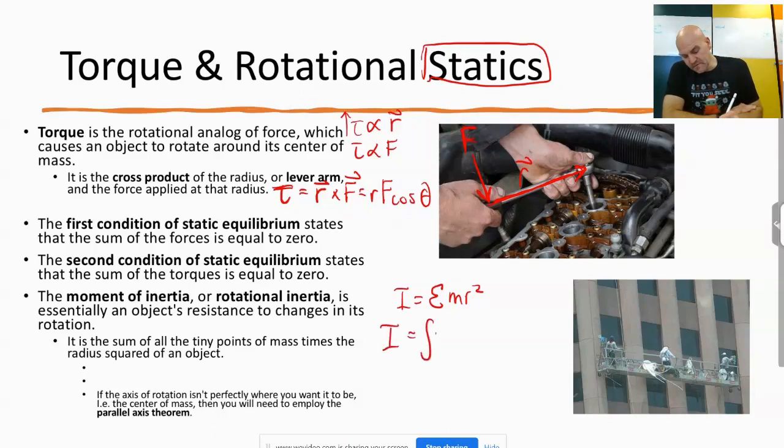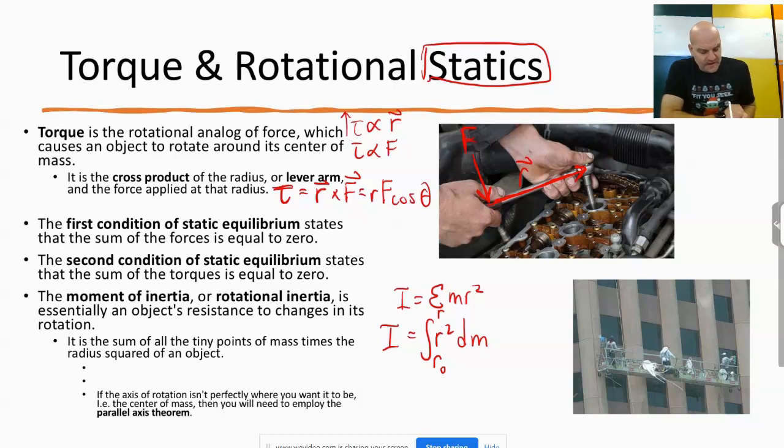And so it's kind of along the same way. It has that mr squared look to it, but you can see it's an integral, right? From R0 to R, right? Or sometimes we call it L or x, whatever you want to call R, but we try to stay in the same notation with torque.